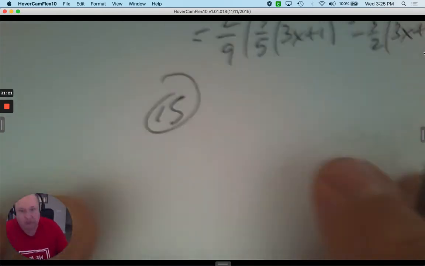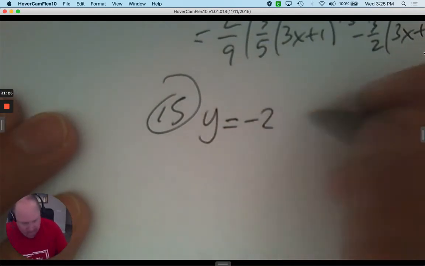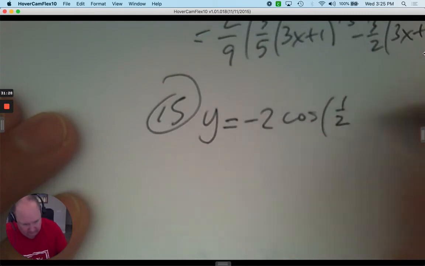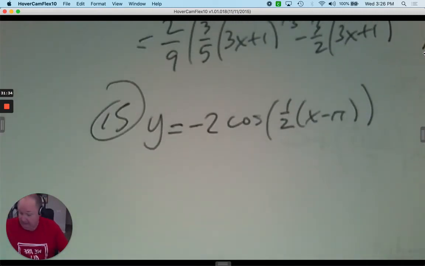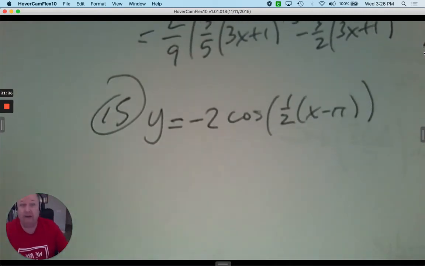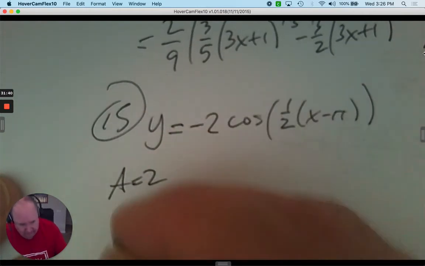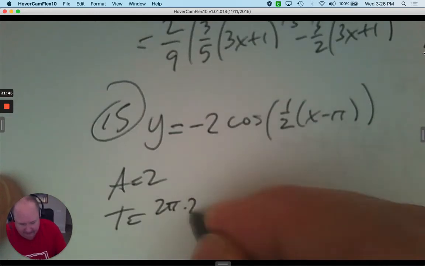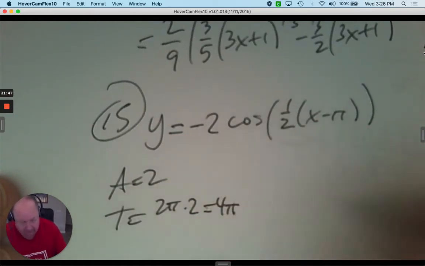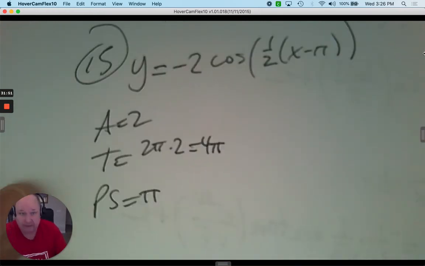So in number 15, you have y equals negative 2 cosine 1/2 x minus pi. Then sketch the graph of the function. Okay. So the amplitude here is 2. The period would be 2 pi, but we're going to divide it by a half or times 2. So it actually doubles the inverse of what you see. And the phase shift's at positive pi.